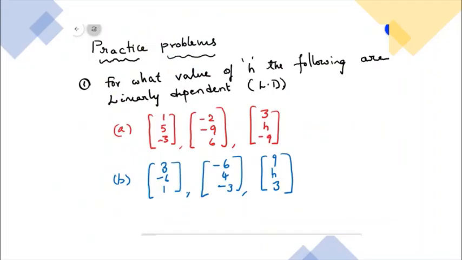Here are a few more problems for you to practice. The same model: for what value of h are the following linearly dependent. So same way you are given three vectors here. You can use any of the methods, either determinant or echelon form, and you have to determine for what value of h these three are linearly dependent. The same way in the second bit also three vectors are given, and for what value of h these three vectors are linearly dependent, you have to determine that.